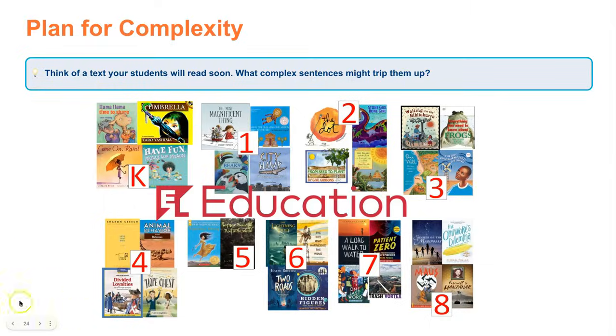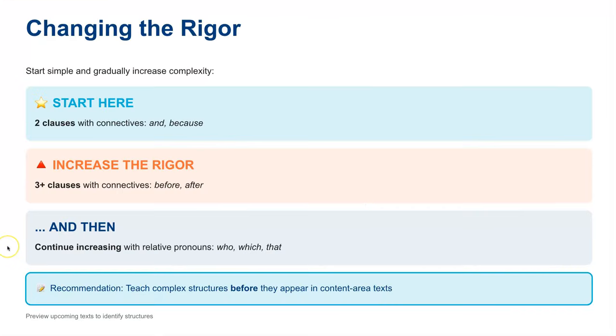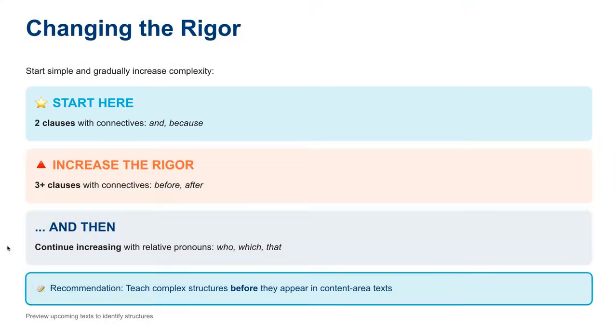Let's move to our final section. Our final section is Prove It, understanding how to monitor student progress and adjust instruction. So during this process, you might be asking yourself, how do you know when to increase the rigor? Well, here's a progression. You'll start with 2 clauses with simple connectives like and because. Those are the most straightforward to combine and deconstruct.